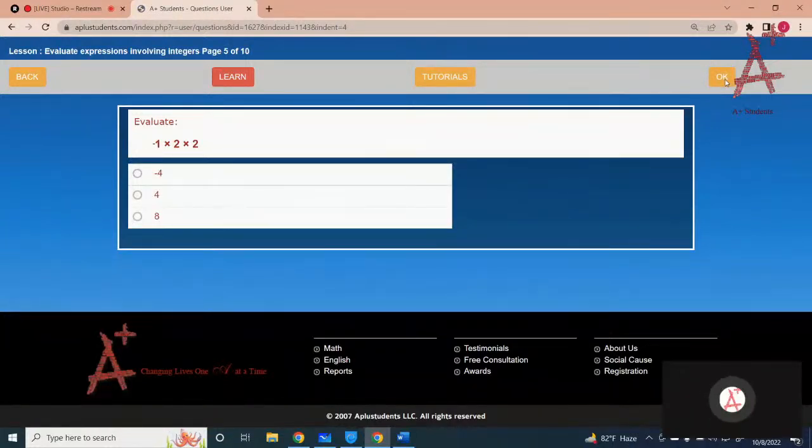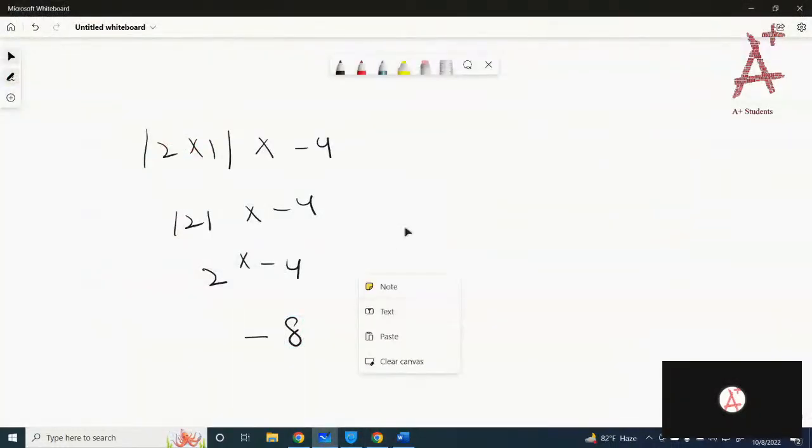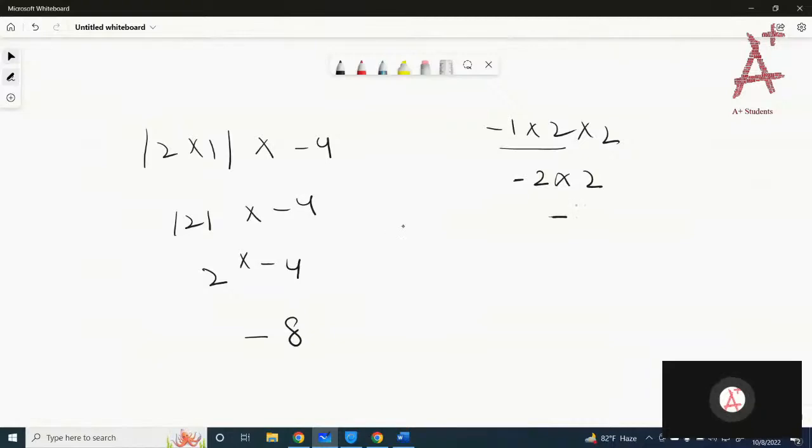Okay, negative 1 times 2 times 2. You have to start from left to right because both signs are multiplication. So start from left to right. Multiplying a positive and a negative number, the answer must be negative. 2 times 1 is 2. Again, multiplying a positive and a negative number, the answer must have a negative sign. So 2 times 2 is 4. It would be negative 4.